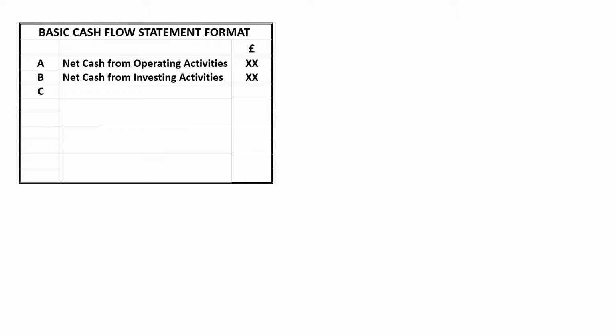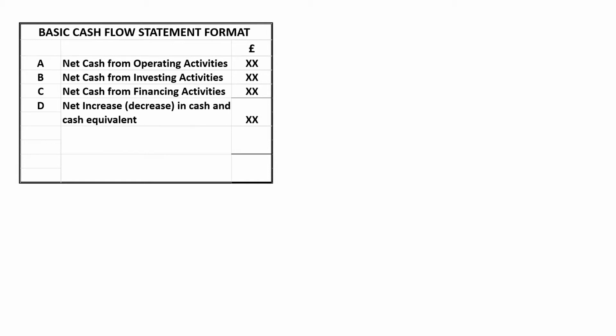Let's first start off with looking at the basic cash flow statement format. In other words, how are those movements in cash presented? Now, the first category is the net cash from operating activities. The second category is the net cash from investing activities. And the third category is the net cash from financing activities.